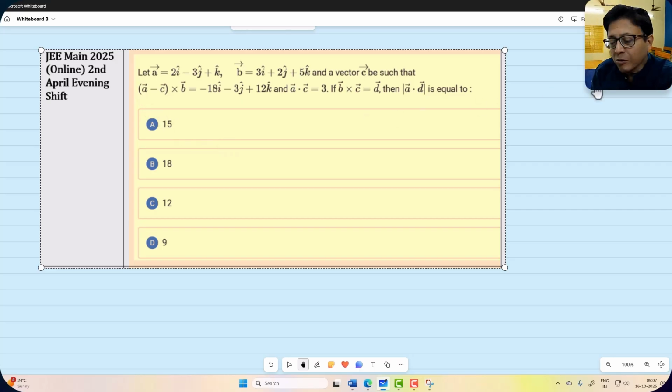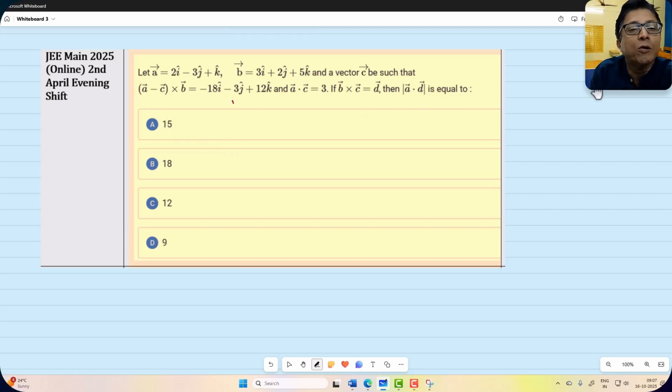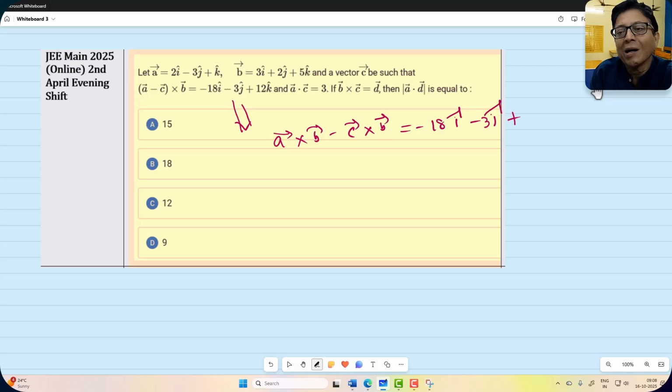So, if you use the given condition, from here you can see that A cross B minus C cross B equal to 89 minus 3J plus 12K. Okay? A and B are two given vectors, you can simplify it. From there, you can get minus C cross B, B cross C can be found out.